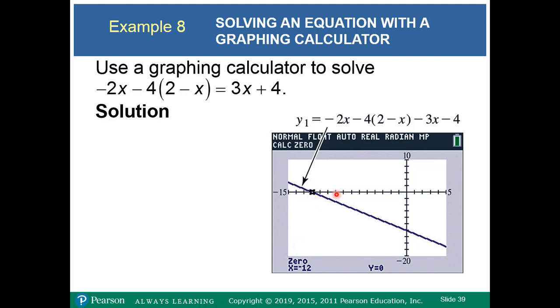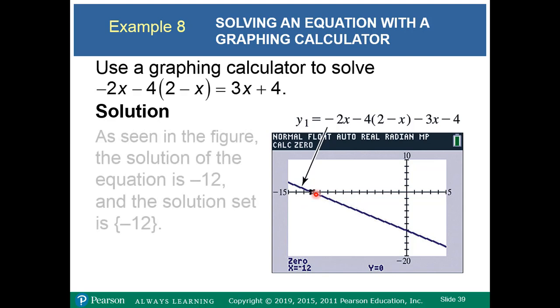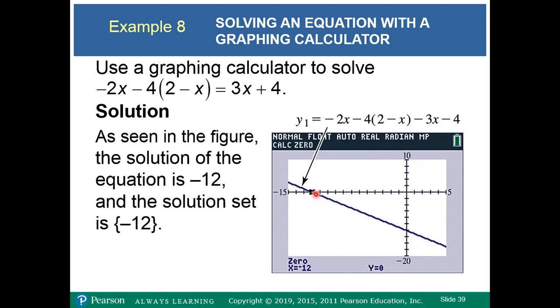In this case we can use the zero function on our calculator. Again, we're not using graphing calculators in this class, but this is to illustrate that you can use a graphing calculator to do that. And why would we do that? Because it verifies and shows that what we're doing algebraically works. So the solution set to this equation we found is negative 12.